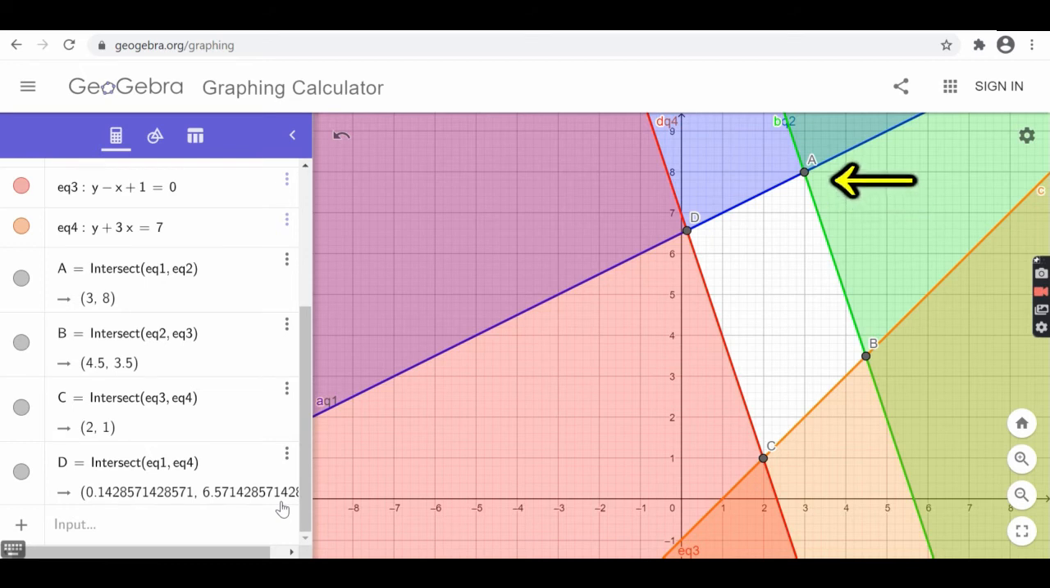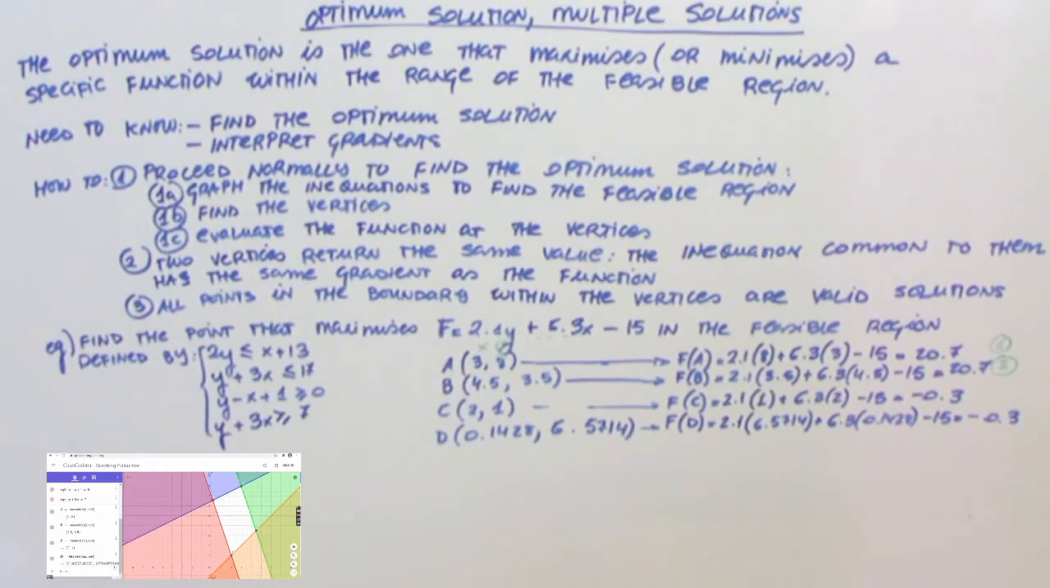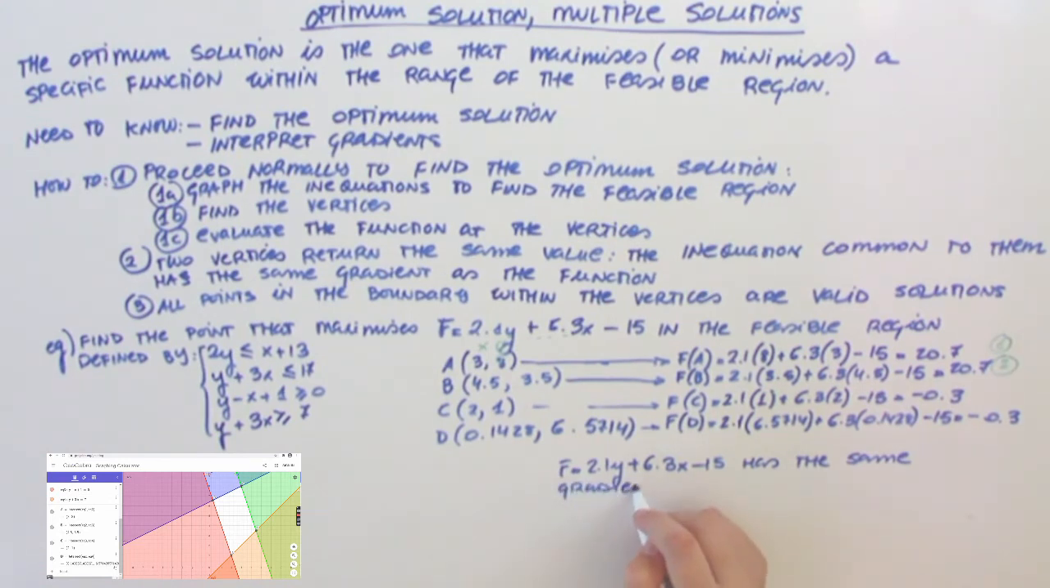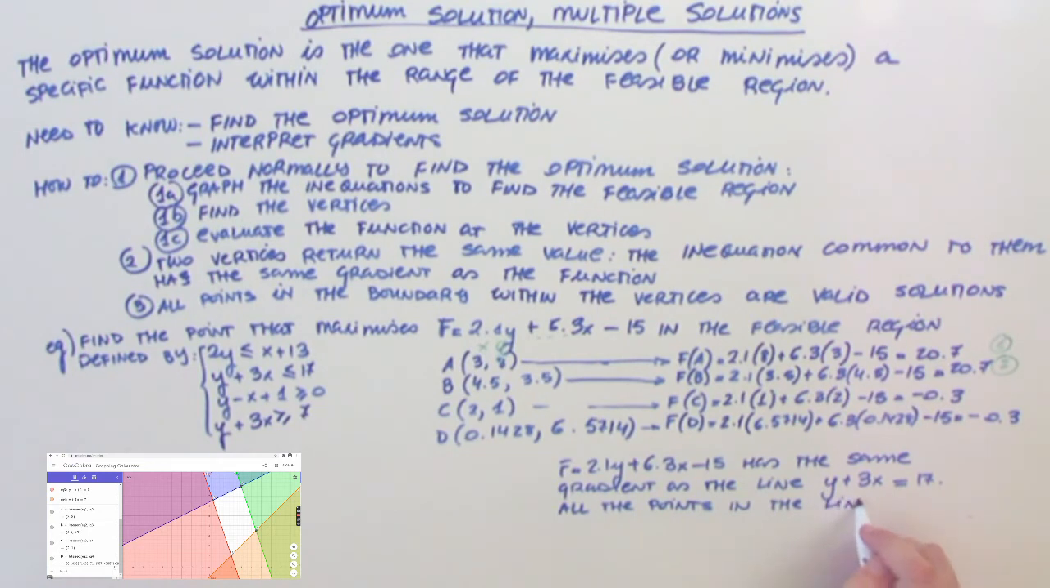The way to write that is to make a statement, which looks very similar to the one we did in the previous video, but I need to specify that that function, f equals 2.1y plus 6.3x minus 15, has the same gradient as the line y plus 3x equals 17, which is the common equation. That means that all the points in the line between (3, 8) and (4.5, 3.5) maximize the function with a value of f equals 20.7.